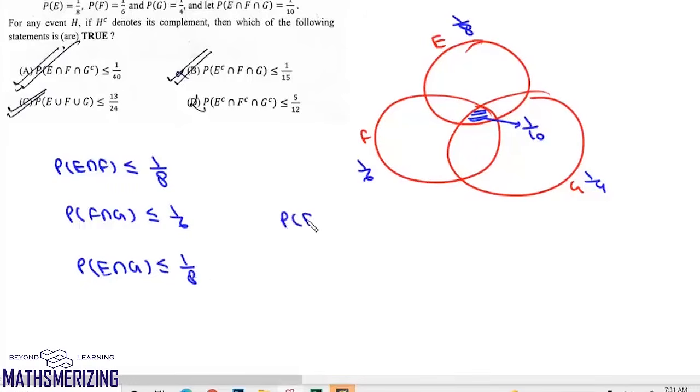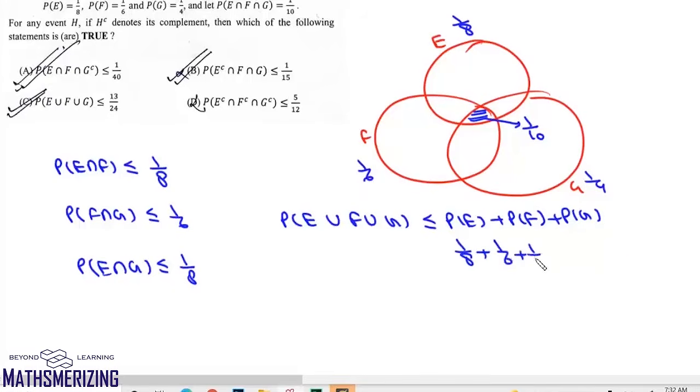Now if we look at probability of E union F union G, we know that this probability will always be less than probability of E plus probability of F plus probability of G. Now probability of E is 1 by 8, F is 1 by 6, and this is 1 by 4. Now this is 24, 3, 4 and 6. So it will be simply 13 by 24. So this probability of E union F union G, it is less than or equal to 13 by 24, and that's your option C.